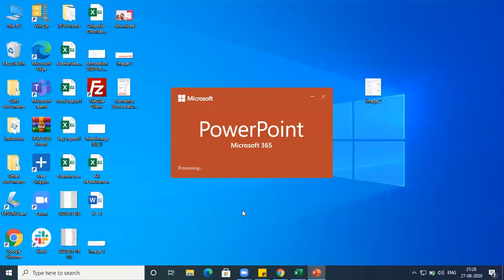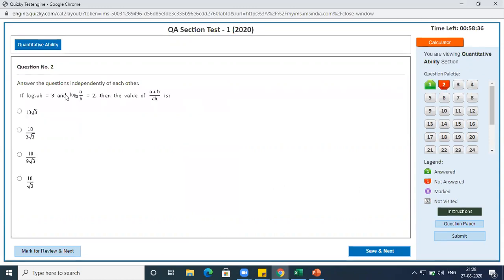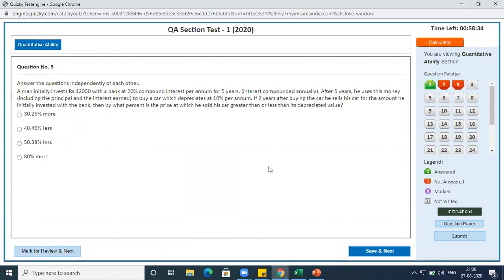While PowerPoint is opening, let me go back to the screen and try to do it mentally. While moving with the stream, the boat travels 90 km. So with the stream, 15 plus 3 is 18, so it took 5 hours. Now going against the stream, how much distance would it cover in the same time? 5 hours going against the stream at 12 km per hour is 60. A longer question takes some time.